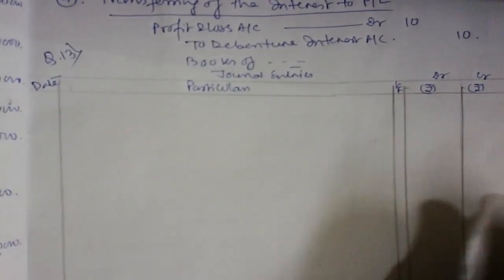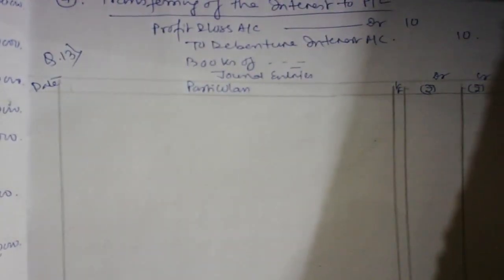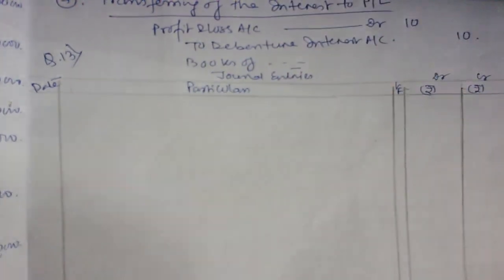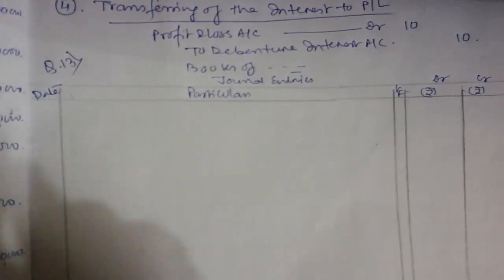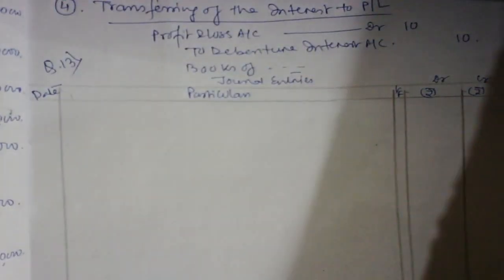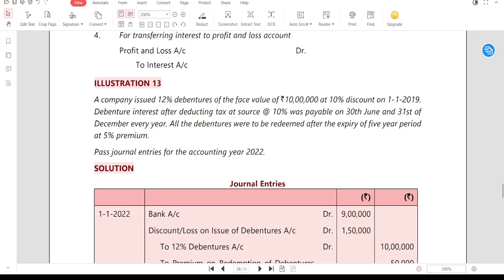See guys, let's do this, the same way that we did for the issue of shares, the same thing here also needs to be mentioned. First of all, the question says that the company issued 12% debenture of the face value of rupees 10 lakh at a 10% discount on 1/1/19.